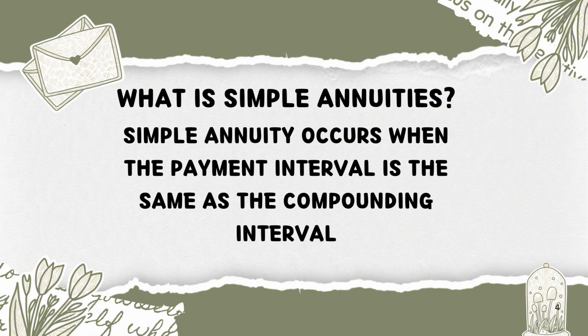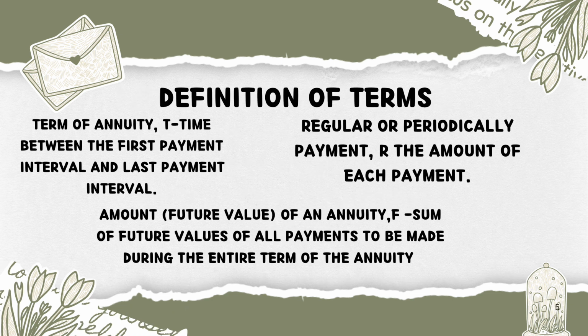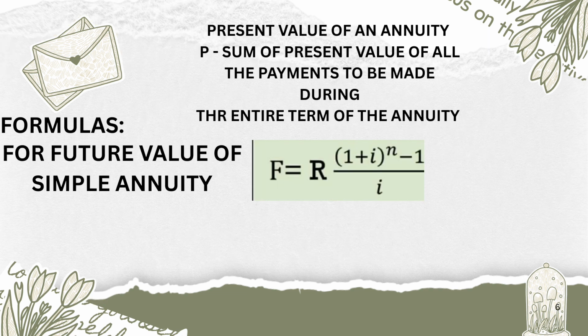What is a simple annuity? A simple annuity occurs when the payment interval is the same as the compounding interval. Now, the definition of terms: term of annuity, T, is the time between the first payment interval and the last payment interval. Regular or periodic payment, R, is the amount of each payment. Amount or future value of an annuity, F, is the sum of future values of all payments to be made during the entire term of the annuity, and present value of an annuity, P, is the sum of present value of all the payments to be made during the entire term of the annuity.